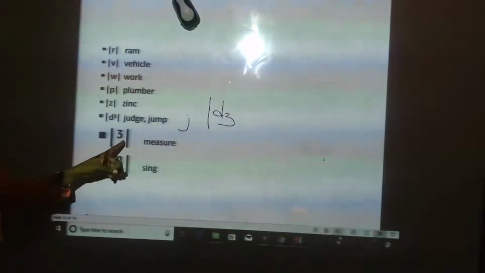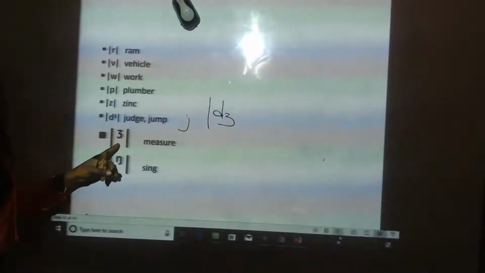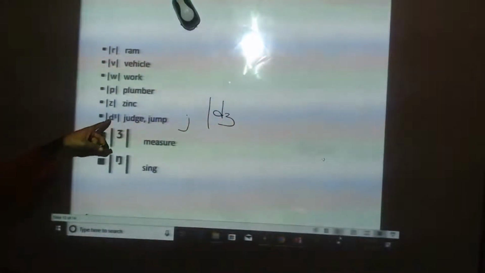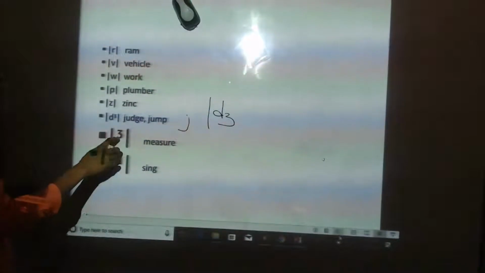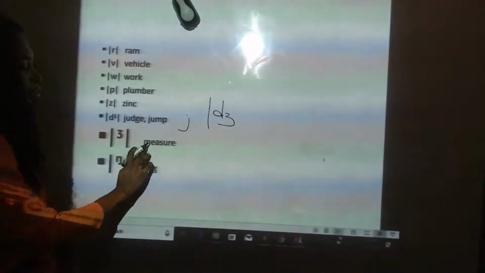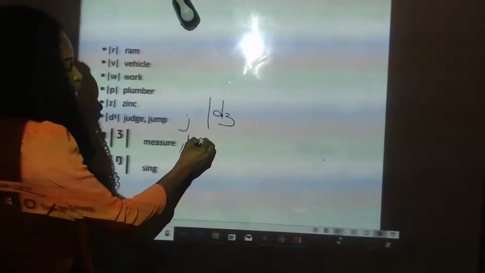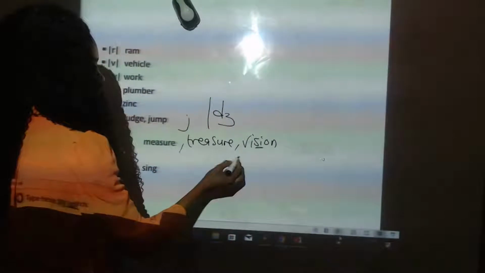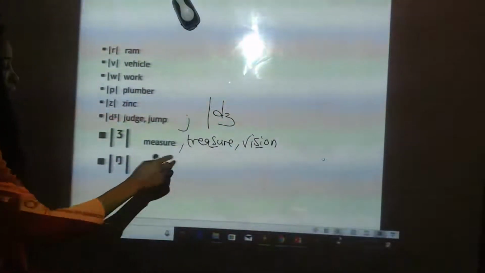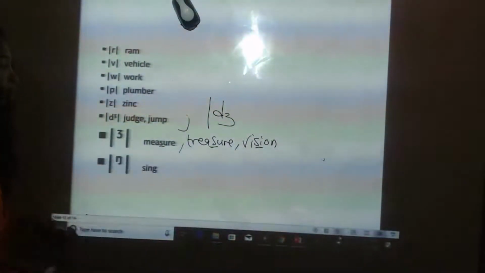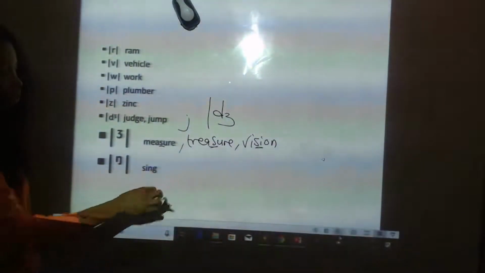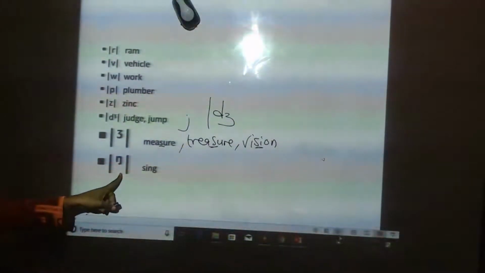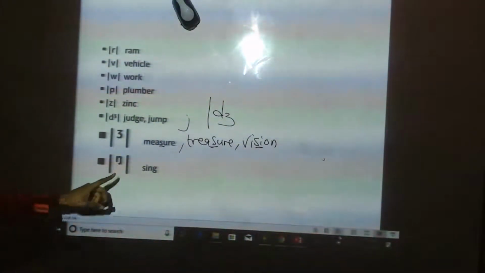Do you understand? Next, we have the sound zh on its own. It's different from this because here you have to include your sound d. Here it's just zh. For example, measure, treasure, vision. You can see that this S here is giving you the sound zh, not s. It's giving you the sound zh.